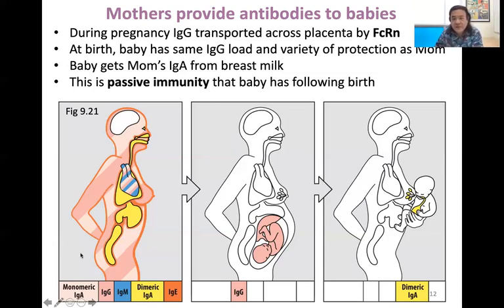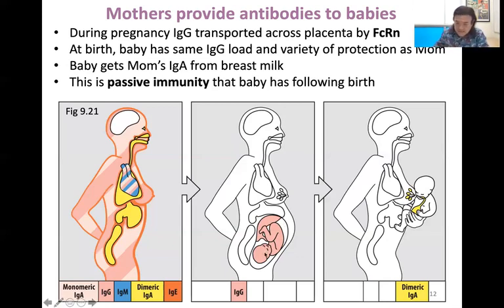Look at this cartoon here. So here is mom before she got pregnant. And this is talking about the distribution of different types of immunoglobulins throughout her body, right? So she has a lot of IgGs, the pink ones, throughout her body. Other types like IgE or dimeric IgAs are more focused in regions where there's mucosal layer, right? Like respiratory tract, digestive tract, etc.